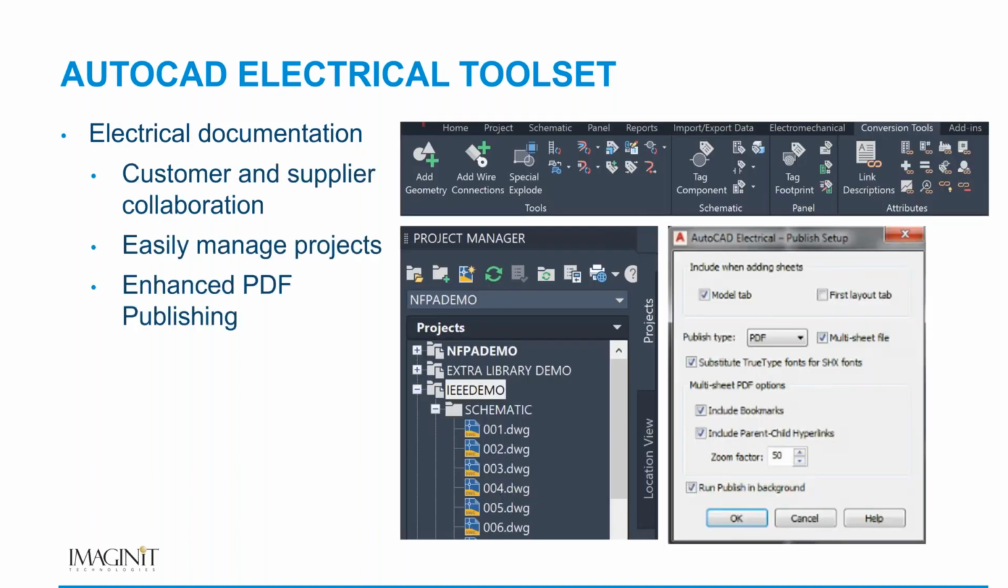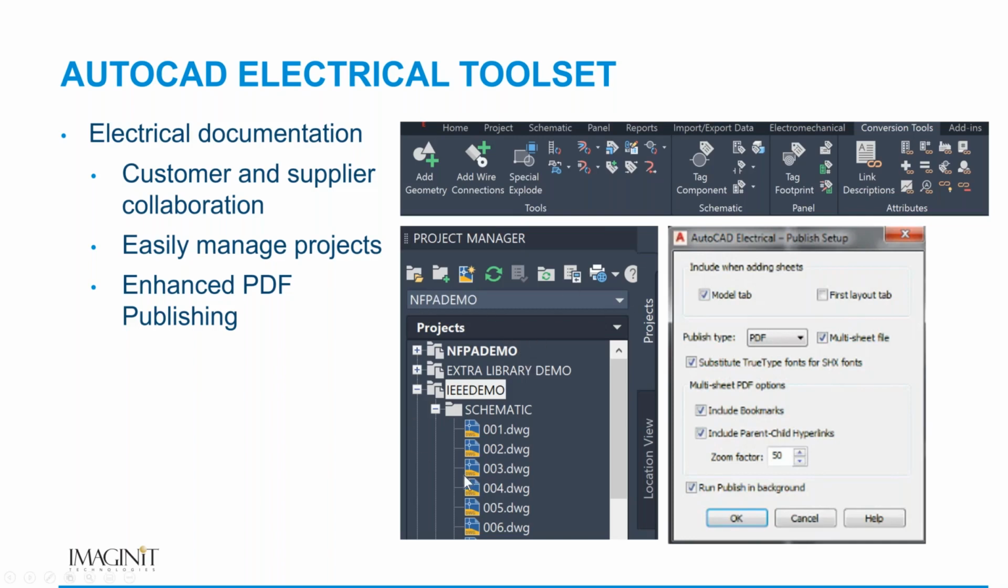So electrical documentation, customer and supplier collaboration right here. When you get a drawing from a customer that's not in AutoCAD Electrical, you can come in here and tag components. You can also rework the components and convert them into electrical-specific objects that will still be an AutoCAD object, so somebody using basic AutoCAD can still see that information. You can easily manage projects.